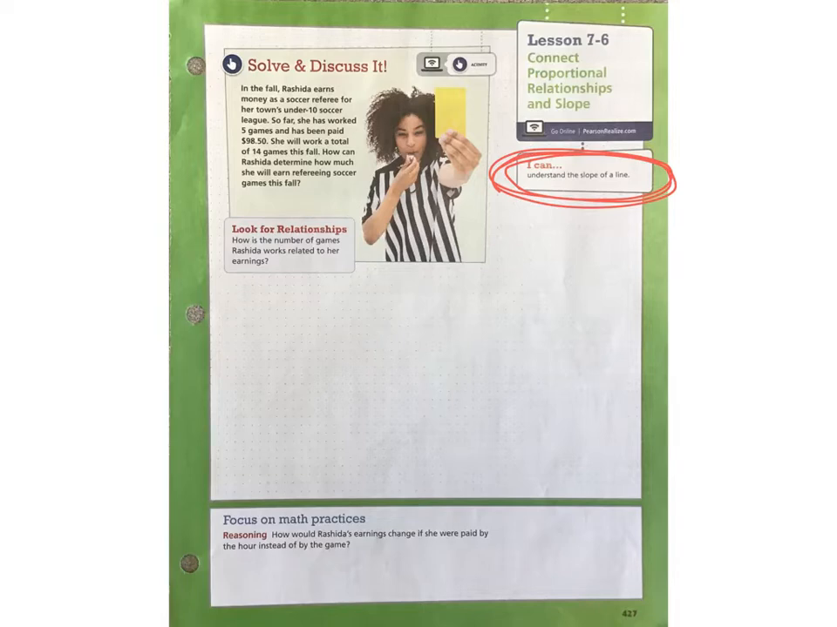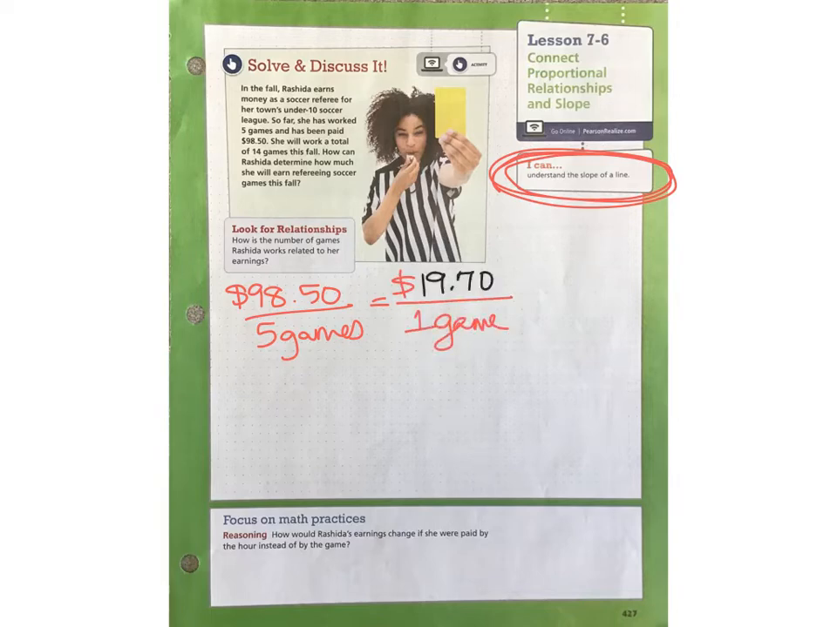Well, the first thing that we need to do is find out her rate per game. In this case, $98.50 is what she's earned so far, and that's for 5 games. So first, figure out how much Rashida earns for 1 game. Hopefully you found that she earns $19.70 per game.